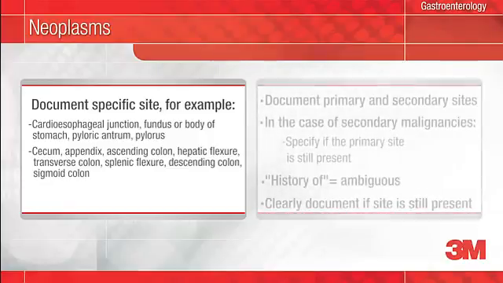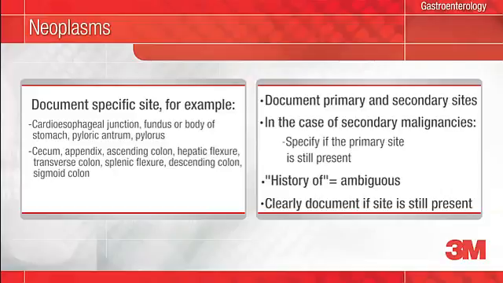Unchanged from ICD-9 is the classification of malignancies as primary or secondary, which is a particularly problematic area of documentation for coders. Often, primary or secondary is not specified, and in the case of secondary malignancies, whether the primary site is still present. A statement of history of can be ambiguous and may prompt a query.